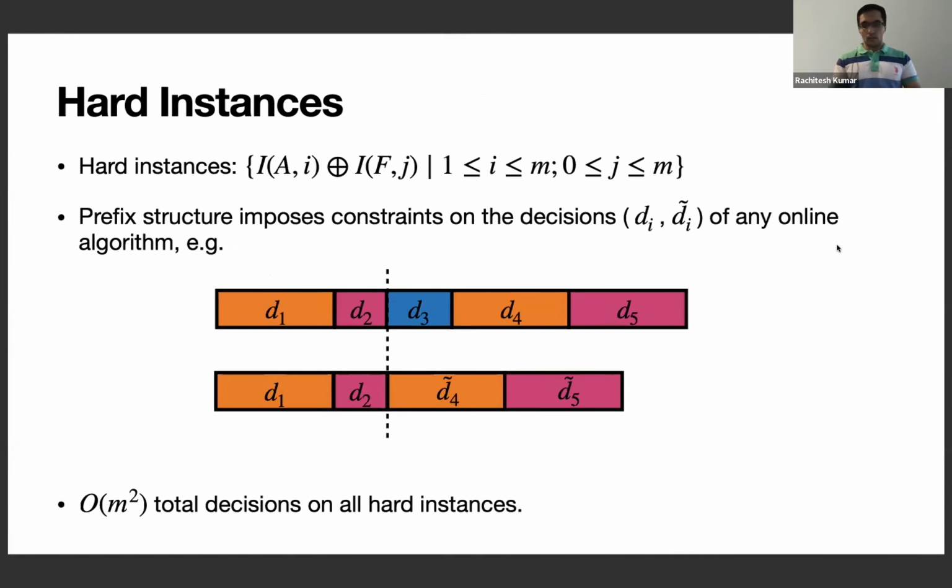Another important consequence of defining these hard instances is that on these hard instances, there are many pairwise shared prefixes, and this constrains the types of decisions that online algorithms can make, because they don't see into the future, and if two hard instances share a prefix, they must share the decisions of any online algorithm. This constrains the total number of decisions to order m squared.